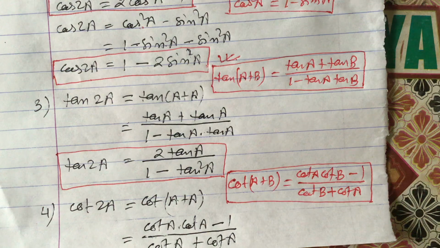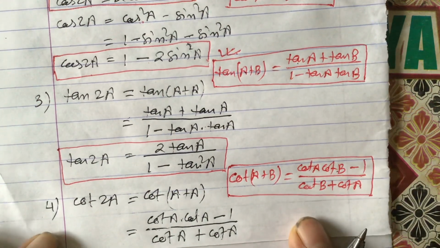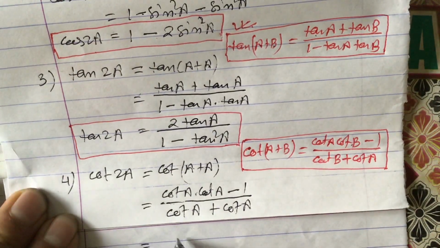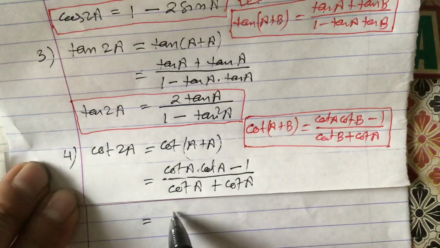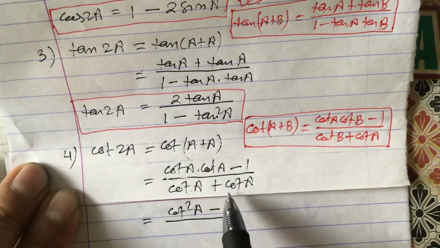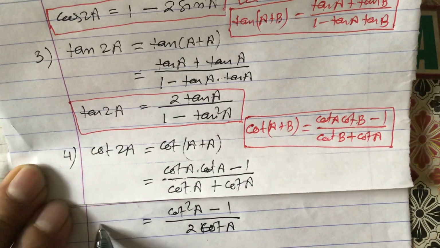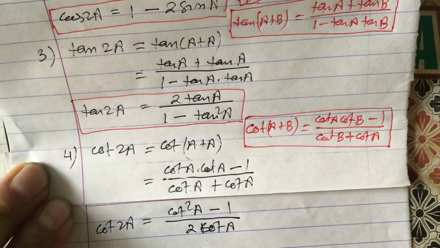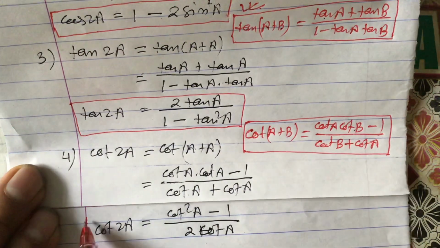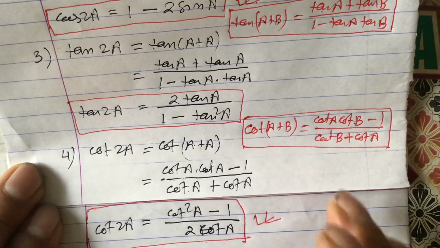Now if you simplify this, you will get cot a times cot a is cot square a, minus 1, divided by cot a plus cot a, which is 2 cot a. So this is the formula of cot 2a. If you need the formula of cot 2a, then we can apply this one.